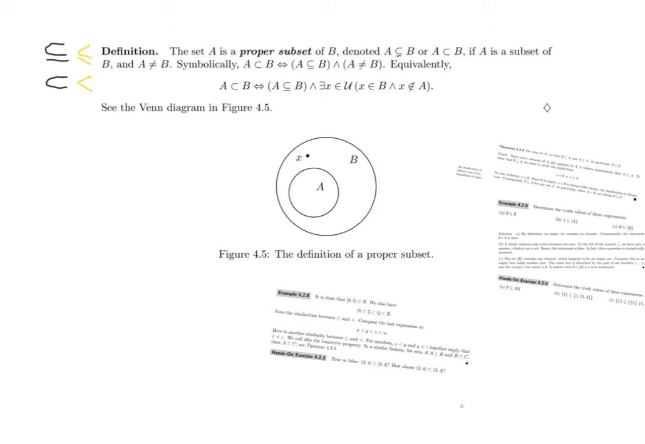And there's a lot of different versions of it, as you can see here. So some versions are the ones you see here. A is a subset of B. A is a proper subset of B. A is a proper subset of B. A is a proper subset of B. So there are different notations for the same idea.